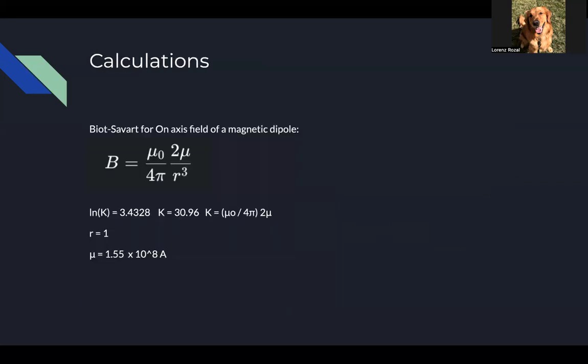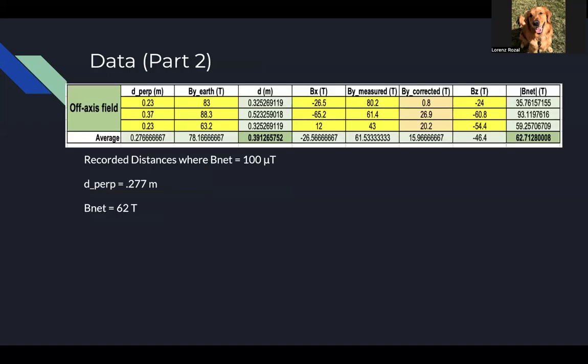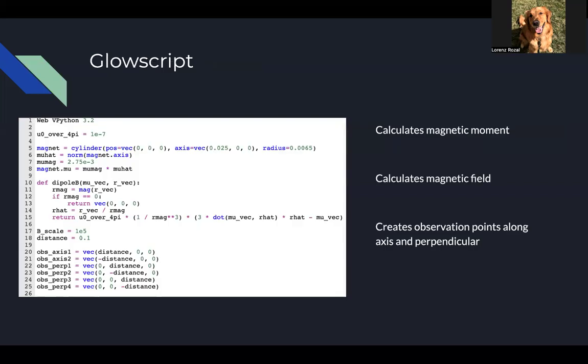These are the calculations that we used. We used the Biot-Savart law for the on-axis field of a magnetic dipole, and we plugged in all our calculated values to ultimately find the magnetic dipole moment. This was the data for part two, where we recorded distances where the net magnetic field is equal to 100 micro, and we found the perpendicular distance was 0.277 meters, and the net magnetic field was 62, which does seem a bit high, but we'll figure it out later.